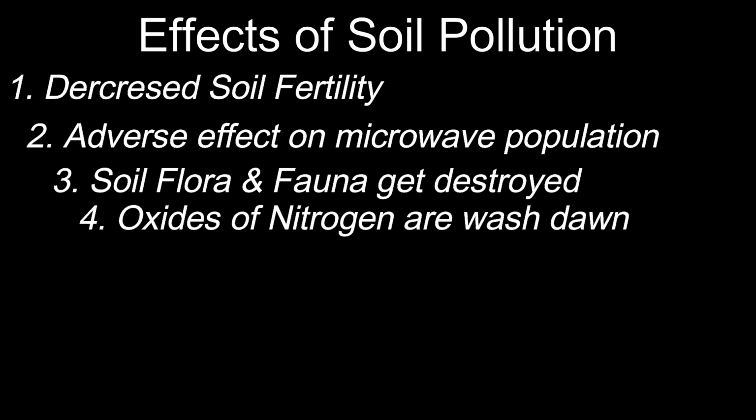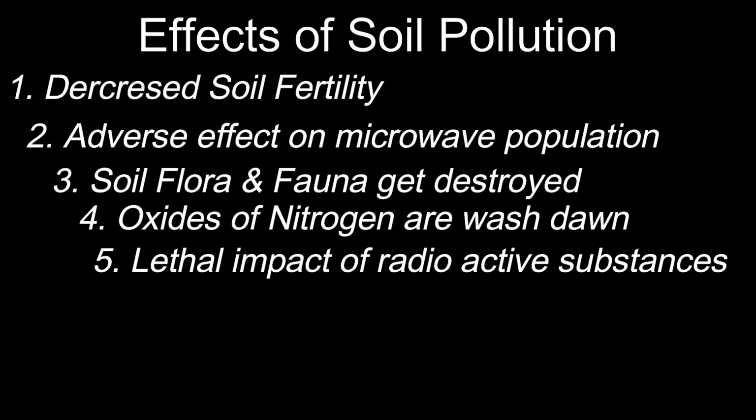Number 4. Sulfur dioxide and sulfur trioxide and oxides of nitrogen of the atmosphere are washed down by rain in the form of H2SO4, that is sulfuric acid, HNO2, that is nitrous acid, and HNO3, that is nitric acid, which reach the soil and increase the acidity. Increased acidity develops unhealthy conditions for plant growth. Number 5. Dumping of radioactive wastes onto the soil is lethal to plants and microbial life. Such pollution has far-reaching effects and even human beings are not spared.